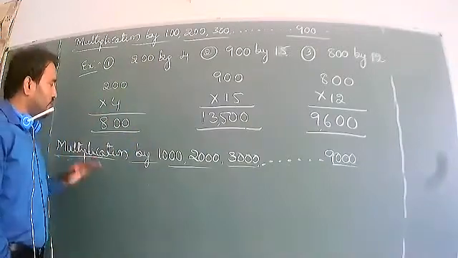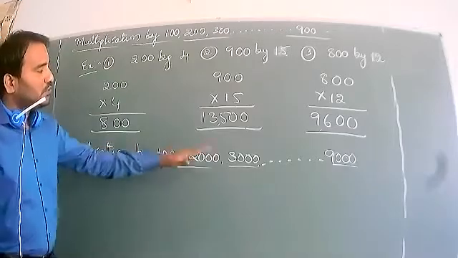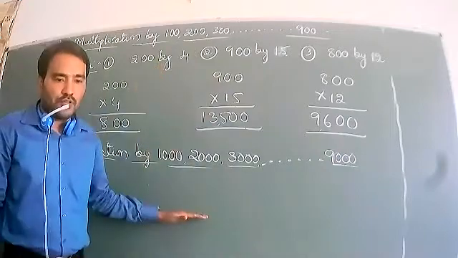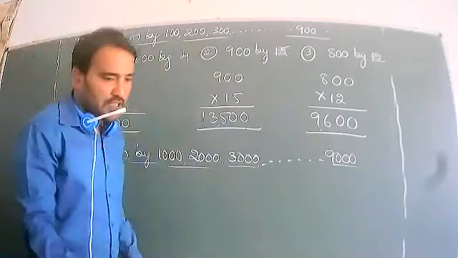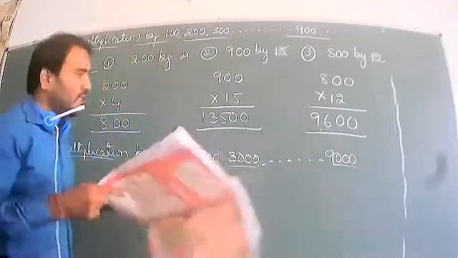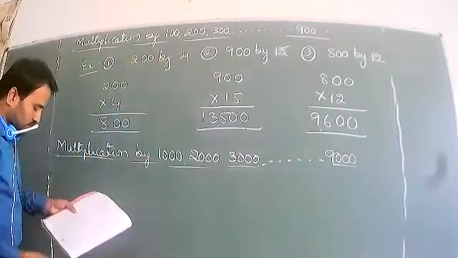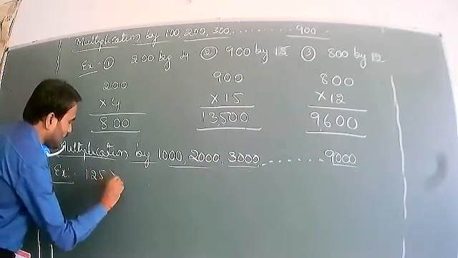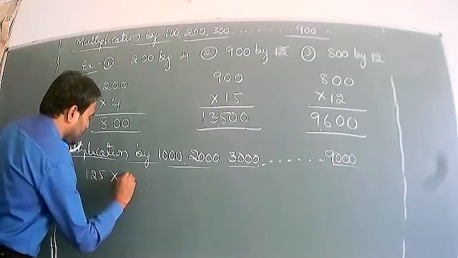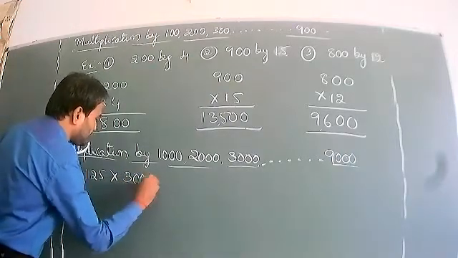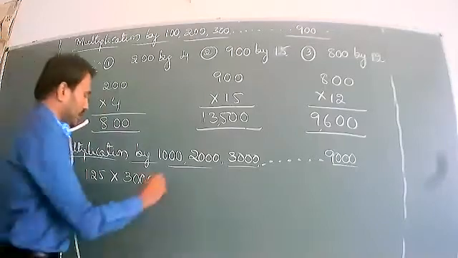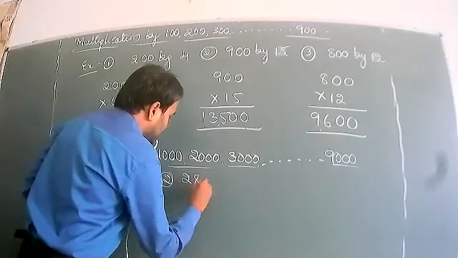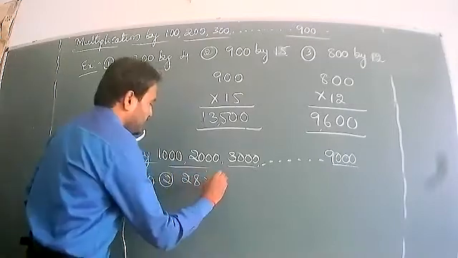Now I will go to multiplication by 1000, 2000, 3000 up to 9000. The process is the same. I will take the examples from your textbook. Example first one, 125 multiply 3000. Then second one, 28 multiply 4000.